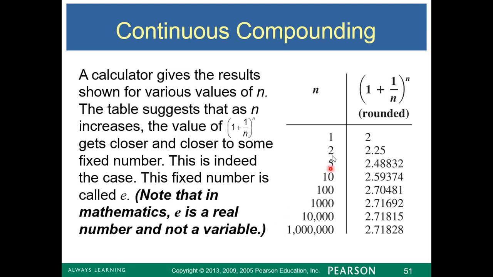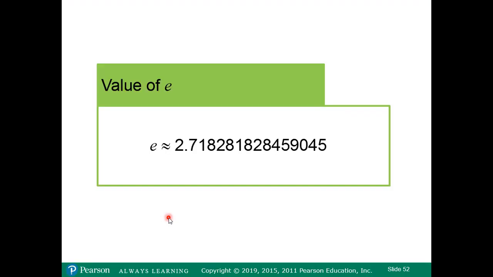Note what happens. As n increases, look what's happening here. This is starting to get closer and closer to a particular number. In fact, this number is what we call the natural exponential, e. In fact, this is the definition of e. As n goes to infinity, this value approaches e by definition. So e is a real number, and it's not a variable.